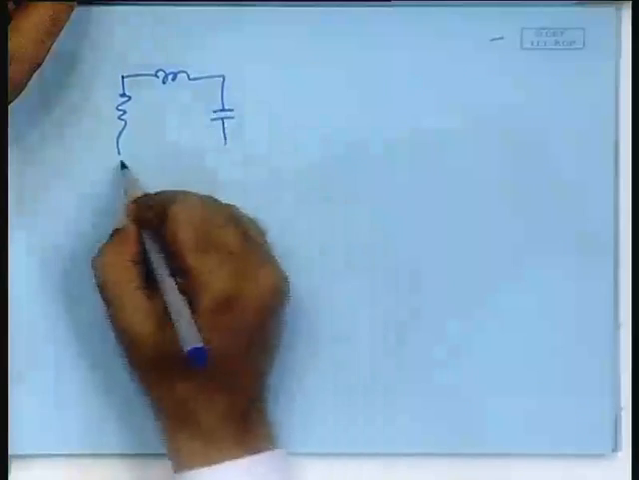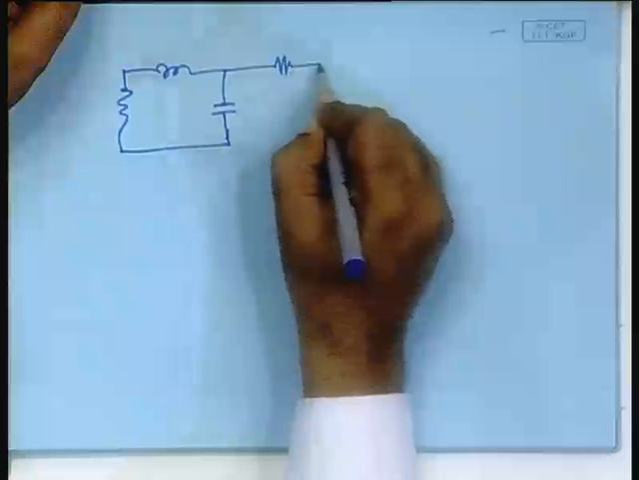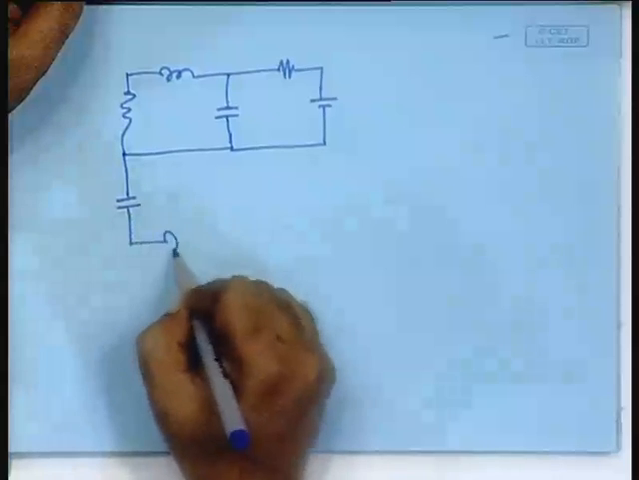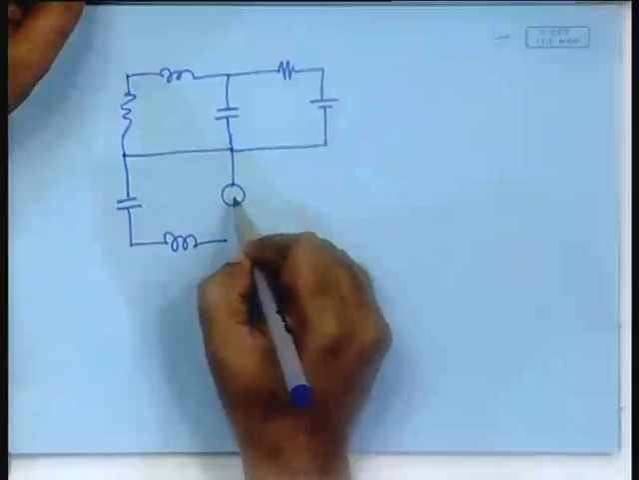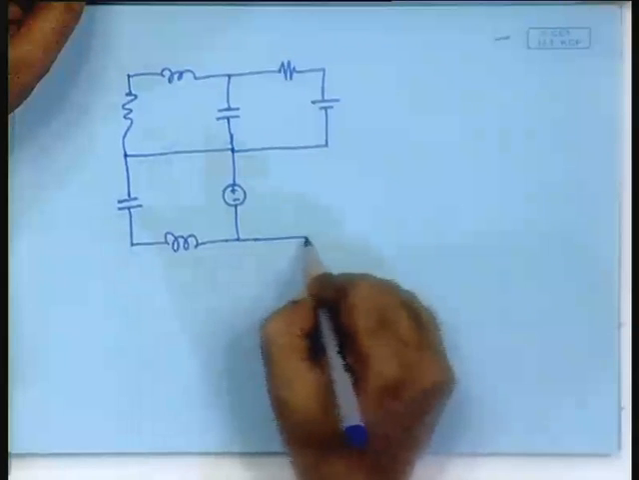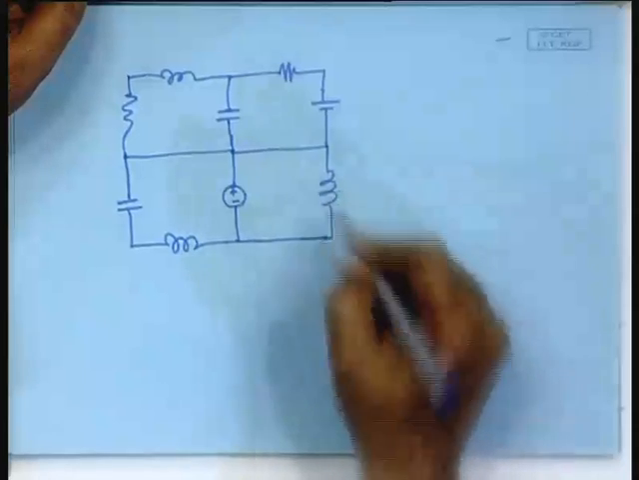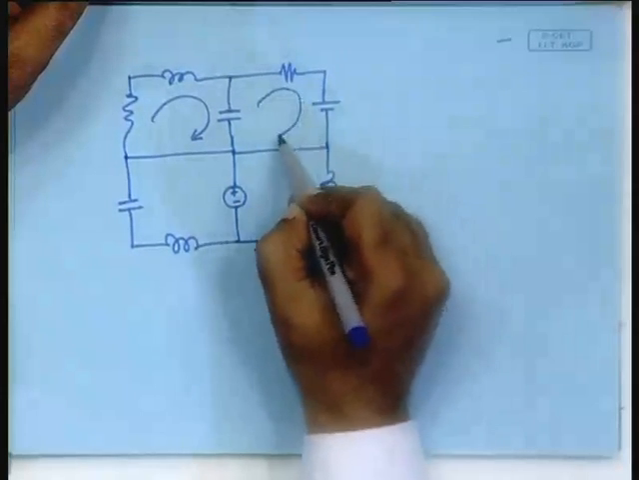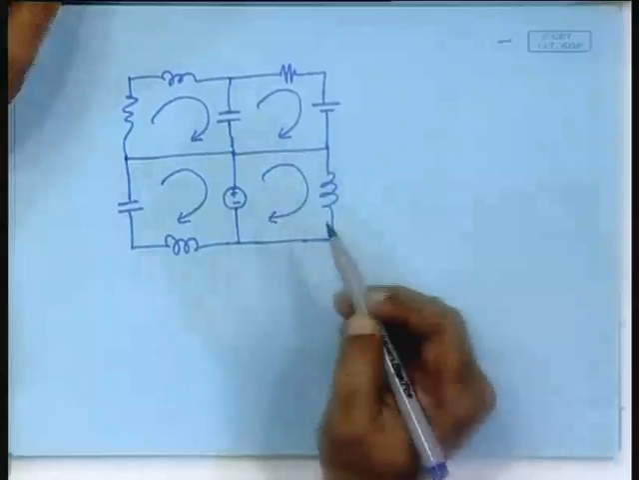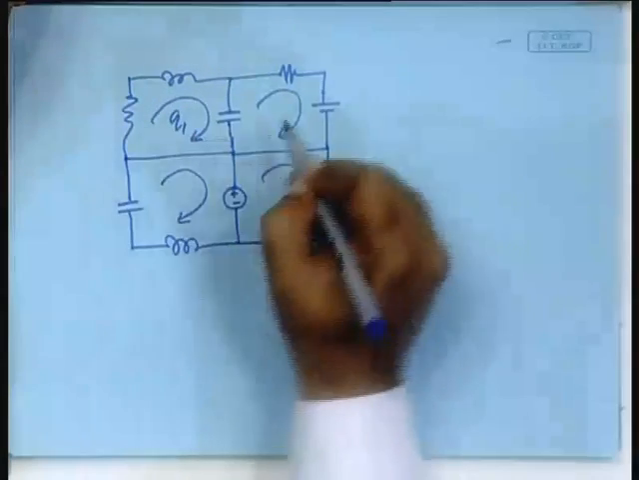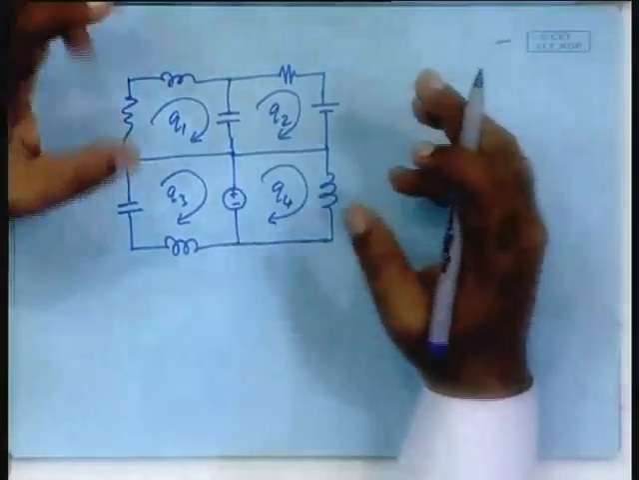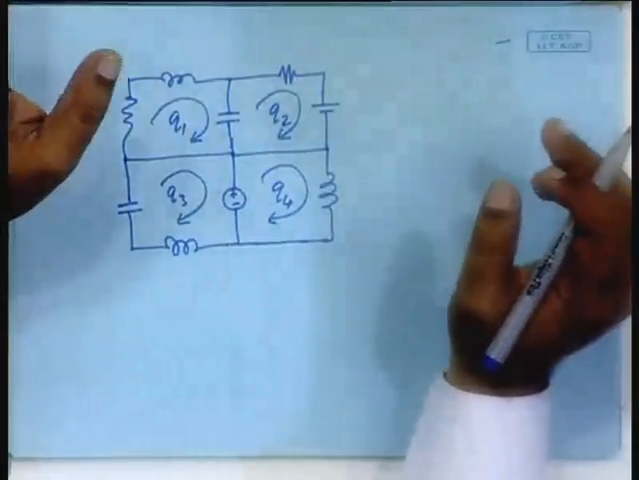So, if there is a circuit something like this, or whatever, then all we will do is to say that here is a window, here is a window, here is one, and these are the independent meshes, and we will say Q1, Q2, Q3 and Q4. Thus, we will identify them. So, the identification of the independent variables becomes rather trivial.